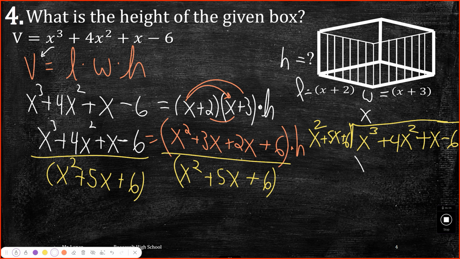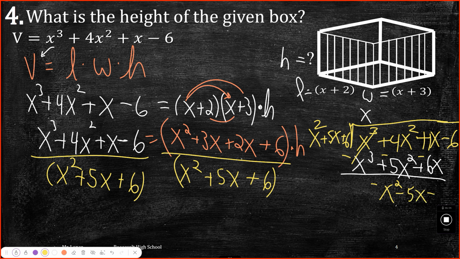X times x squared is x to the third. X times 5x is plus 5x squared. X times 6 is 6x. We change the signs. Negative, negative, negative, all of them. Cancels out. 4x squared plus negative 5x squared is negative x squared. 1x plus negative 6x is negative 5x. And minus 6, bring it down.